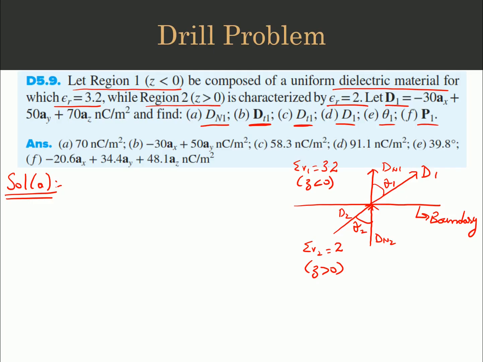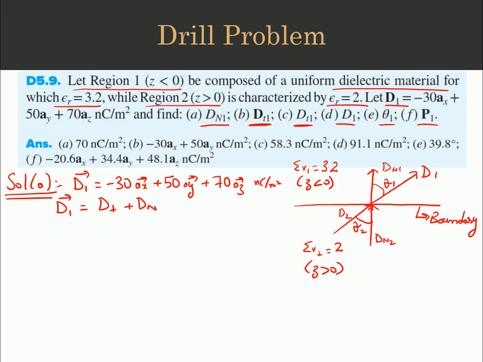Now what we have is the value of D1, which is minus 30 A of X plus 50 A of Y, unit vectors, plus 70 A of Z nanocoulomb per meter square. So now if we have a value of D, we can decompose it into its tangential and normal components. So D1 can be decomposed into its tangential plus normal component.